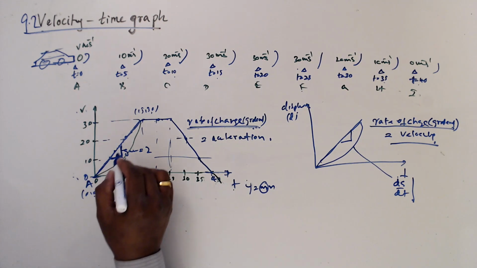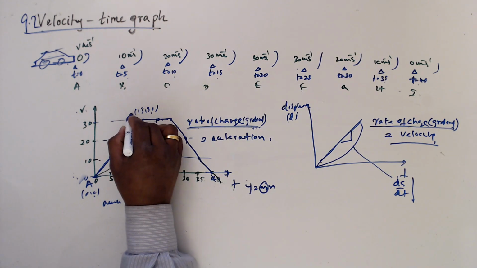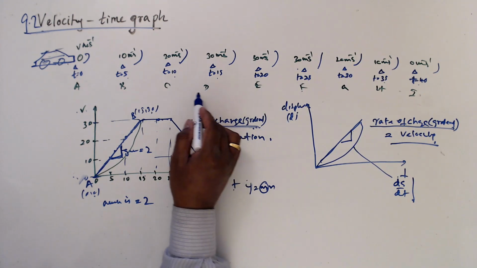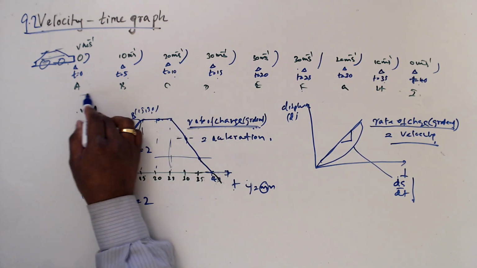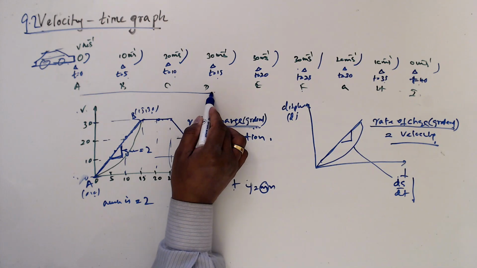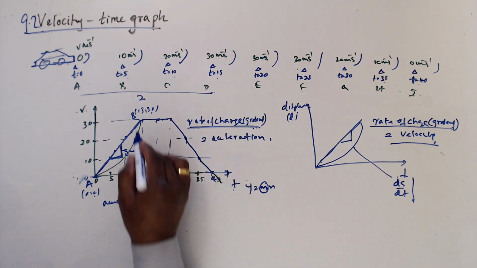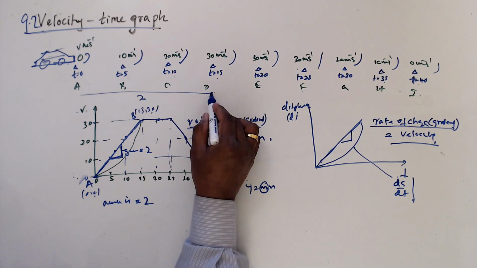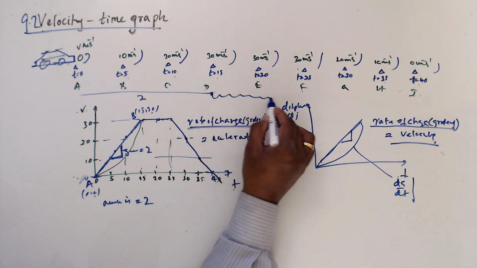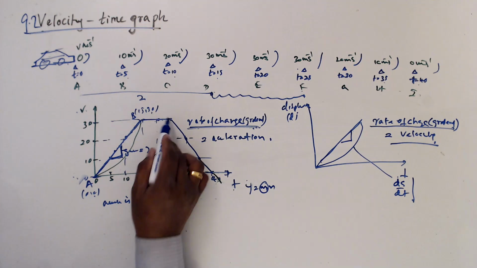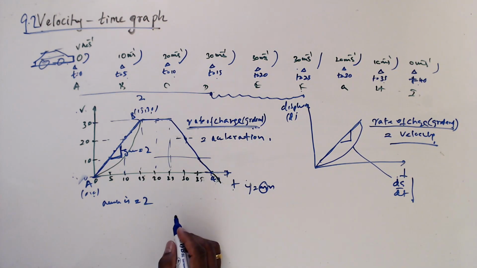For this journey, let's say A to B, from here to here, there is acceleration. That acceleration is 2. Then from this to here, what is the acceleration? What is the gradient of this one? The gradient is 0.